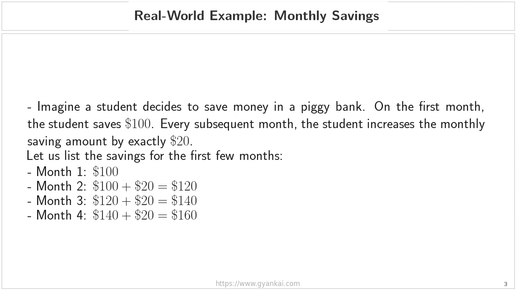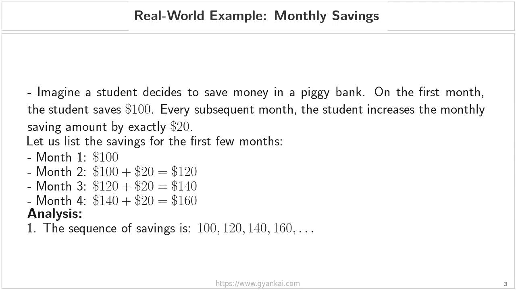In month 1, the amount is $100. For month 2, we take that initial $100 and add $20, which gives us $120. In month 3, we take the previous amount of $120 and add another $20, resulting in $140. Finally, for month 4, we add $20 to that $140, bringing us to $160.